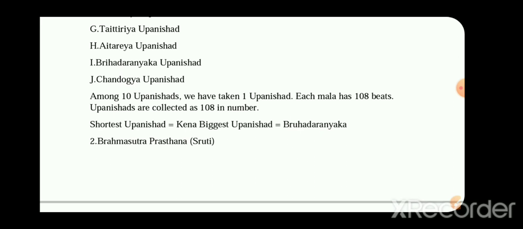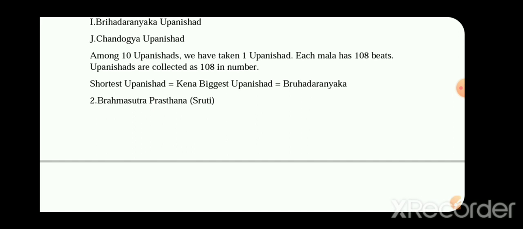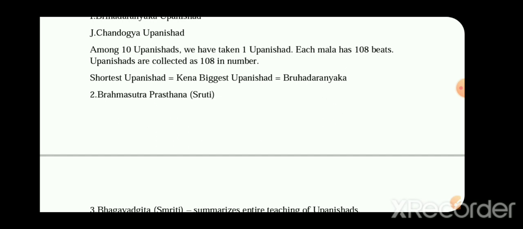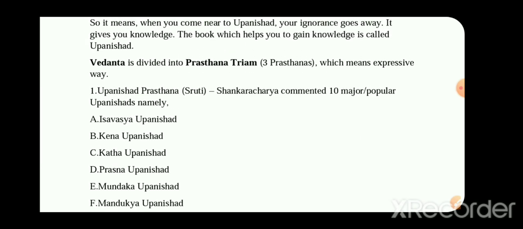Among all these 10 Upanishads, we have taken one Upanishad, which is Katopanishad, which I am going to start from my next class. Any mala you take, each mala has 108 beads, if you count. So that's why, although there are many Upanishads, they are collected as 108 in number. These are just collected as 108, but there are more than 108 Upanishads. And the shortest Upanishad is identified as Kenopanishad, and the biggest Upanishad is Brihadaranyaka. So this is about Upanishads.